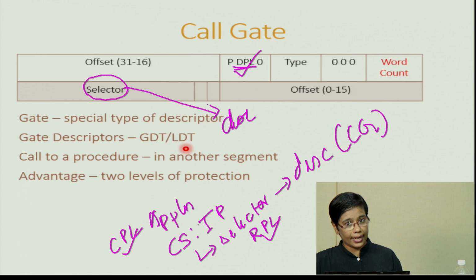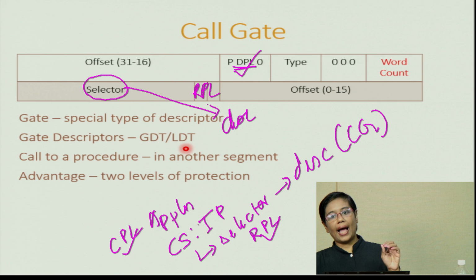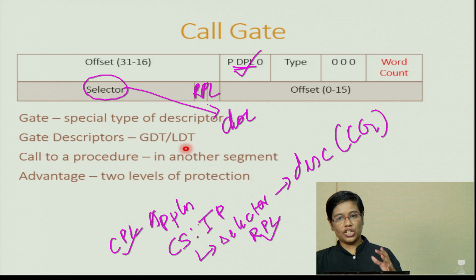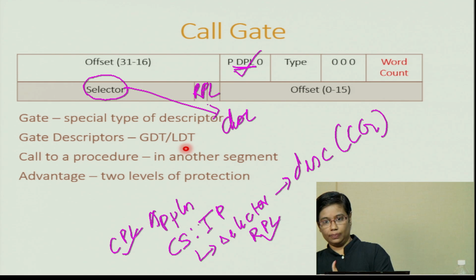Now there is another selector here. This selector is going to be having an RPL. This will be the highest RPL that will be compared against the DPL of the operating system segment. So the procedure is an indirect call.